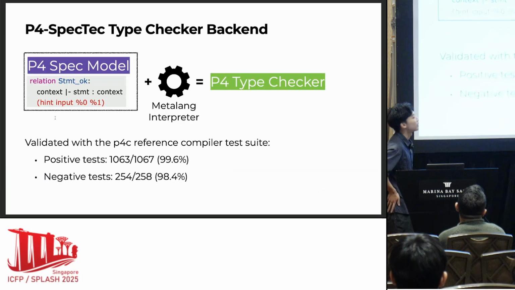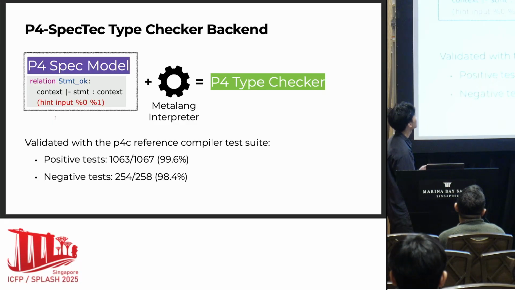So let's start with our type checker backend. We have defined the full P4 type system using our algorithmic inference rules. Because algorithmic inference rules are executable by having a meta-language interpreter with the P4-Spec model, we can essentially yield a P4 type checker as a result, just as we did with the Wasm interpreter backend in Wasm-SpecTec.